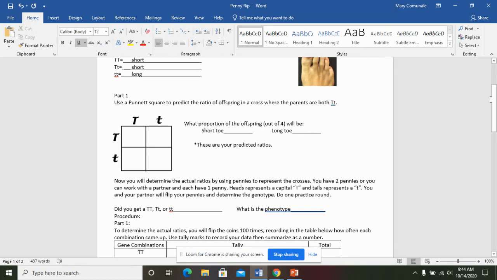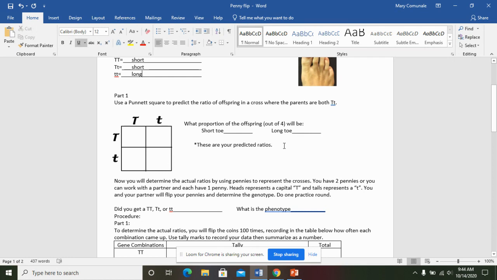Part 1 here, use a Punnett square to predict the ratio of offspring in a cross where the parents are both heterozygous. So I have this square made up for you already, big T, little t, big T, little t. And you are going to go on ahead and fill that in there. So you should have your big T's moving down, big T moves across, little t moves down, little t moves across. You'll end up with 2 big T's, big and little, and 2 little t's.